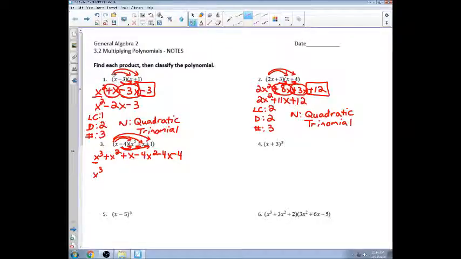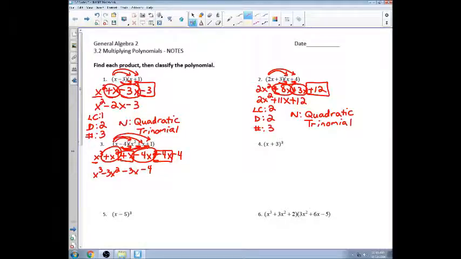Then I'm going to have the x squared, and I'm going to combine that with all of the other x squareds. So I have negative 4x squared here. So positive x squared minus 4x squared would get me negative 3x squared. Then I have this positive x and this negative 4x. Well, positive x minus 4x would be negative 3x. Then I just have the negative 4. That will combine with nothing. So I am done there.